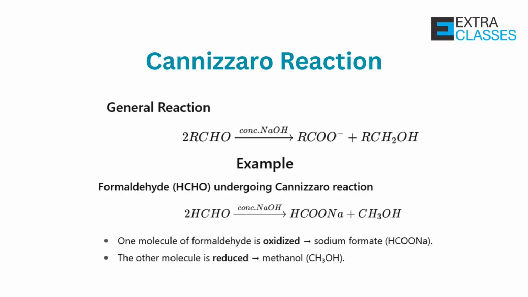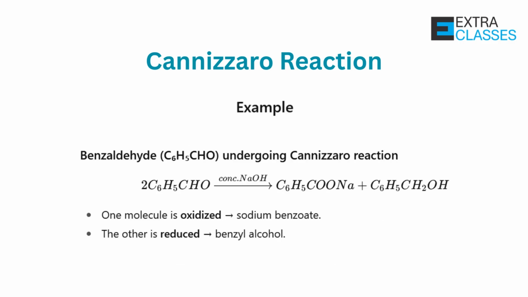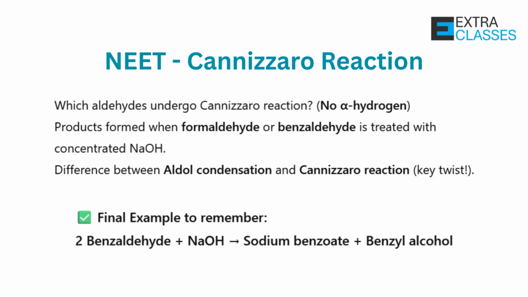In the presence of a strong base, concentrated NaOH or KOH, one molecule of the aldehyde gets oxidized to a carboxylate, and another gets reduced to an alcohol. Here's another example. NEET may ask questions like, which aldehydes undergo Cannizzaro reaction? Or, which products are formed when formaldehyde or benzaldehyde is treated with concentrated NaOH? Or, difference between aldol condensation and Cannizzaro reaction.